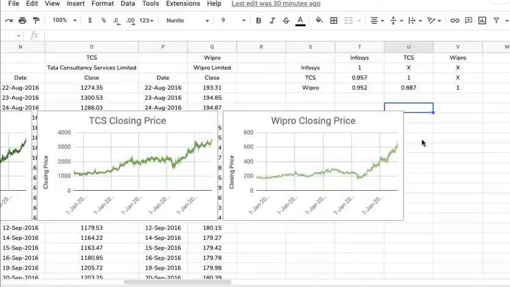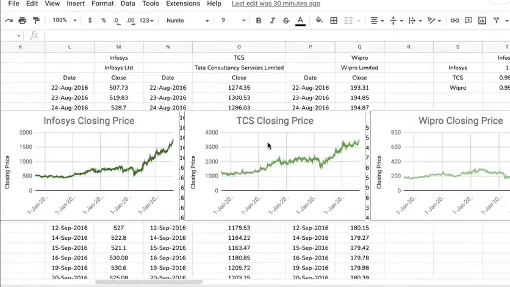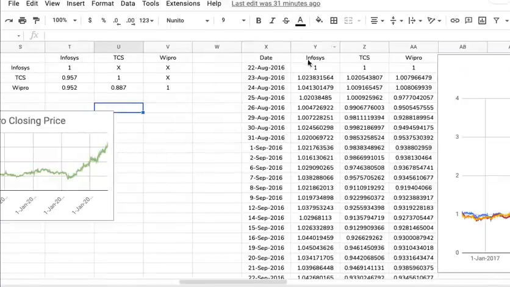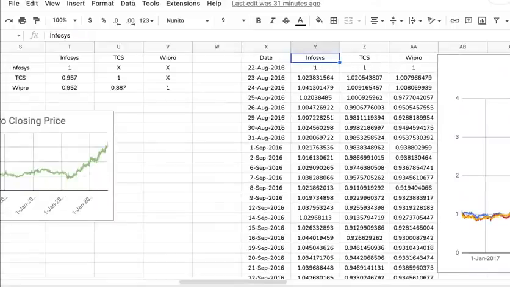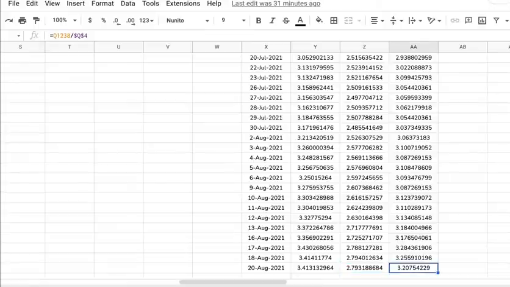Now let's also do some kind of analysis as to how much returns these shares have given: Infosys, TCS and Wipro. Let's say we invested 1 rupee in Infosys, TCS and Wipro at the starting of that period, which is 22 August 2016. And what will be that 1 rupee at the end of the period, which is 20th August 2021? So in 5 years' time, you see my shares of Infosys have given me 3.4 for 1, the one for TCS has turned to 2.79, and the one for Wipro has given me 3.2.